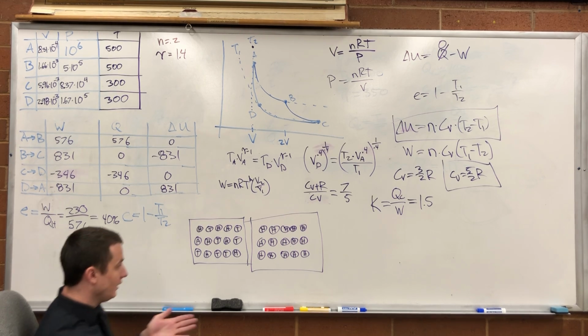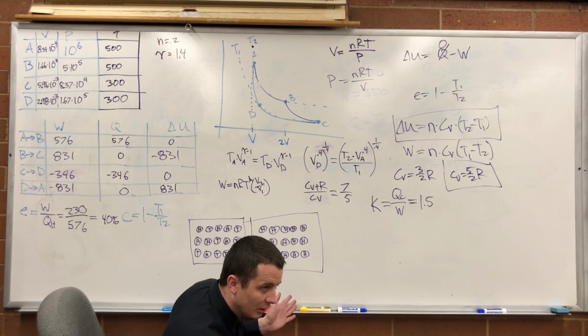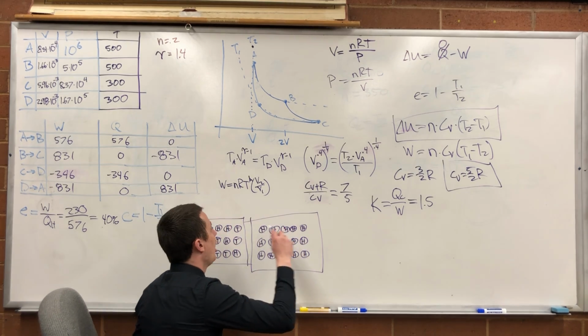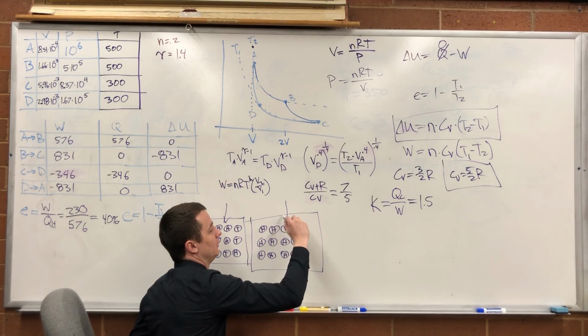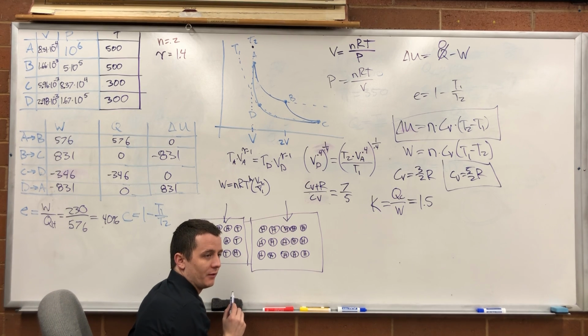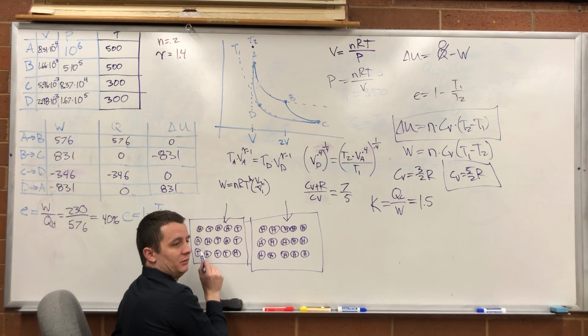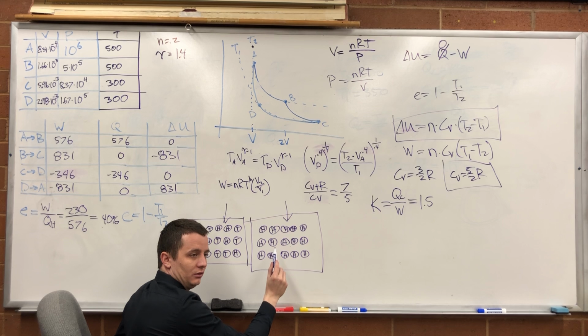Alright, and you see how, for some reason, even though it's the same amount of coins, it's a lot harder to communicate this system than it is this system. This is a high entropy system, this is a low entropy system.